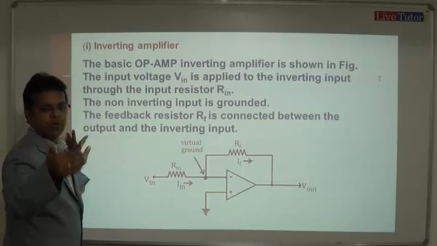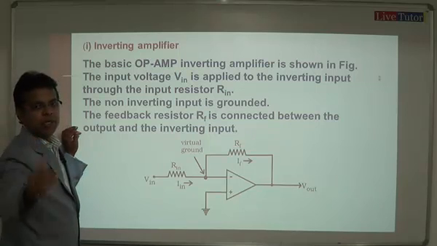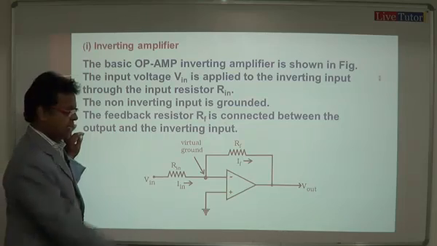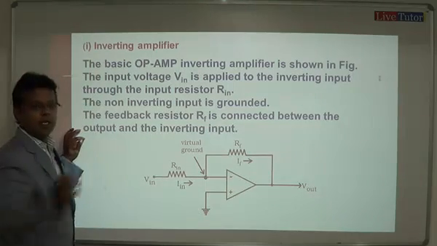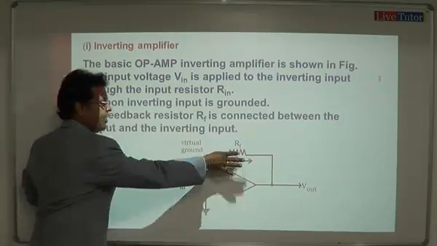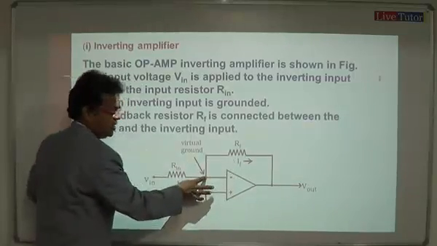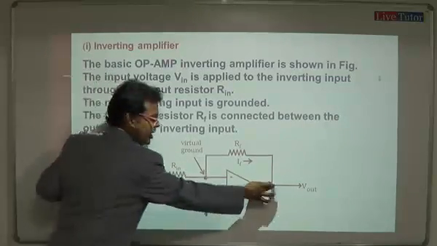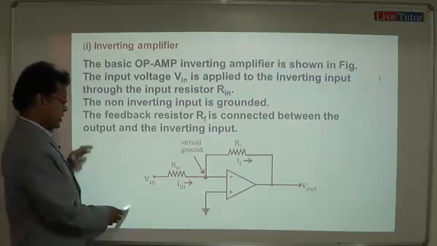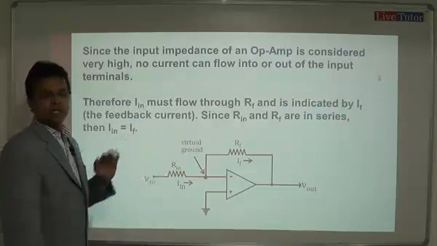The first one, what you have to do, we have to apply the input voltage. Enga kodukrom, the input voltage is applied to the inverting input through the input resistance R in appdi sollirom. Next enna sonna nanu, the non inverting input is grounded. That is second point. Third one enna sonna, the feedback resistor is connected between the inverting input and the output terminal. Idan adu the circuit connections. So idu sollit enna pannom, now we can go to the operation.